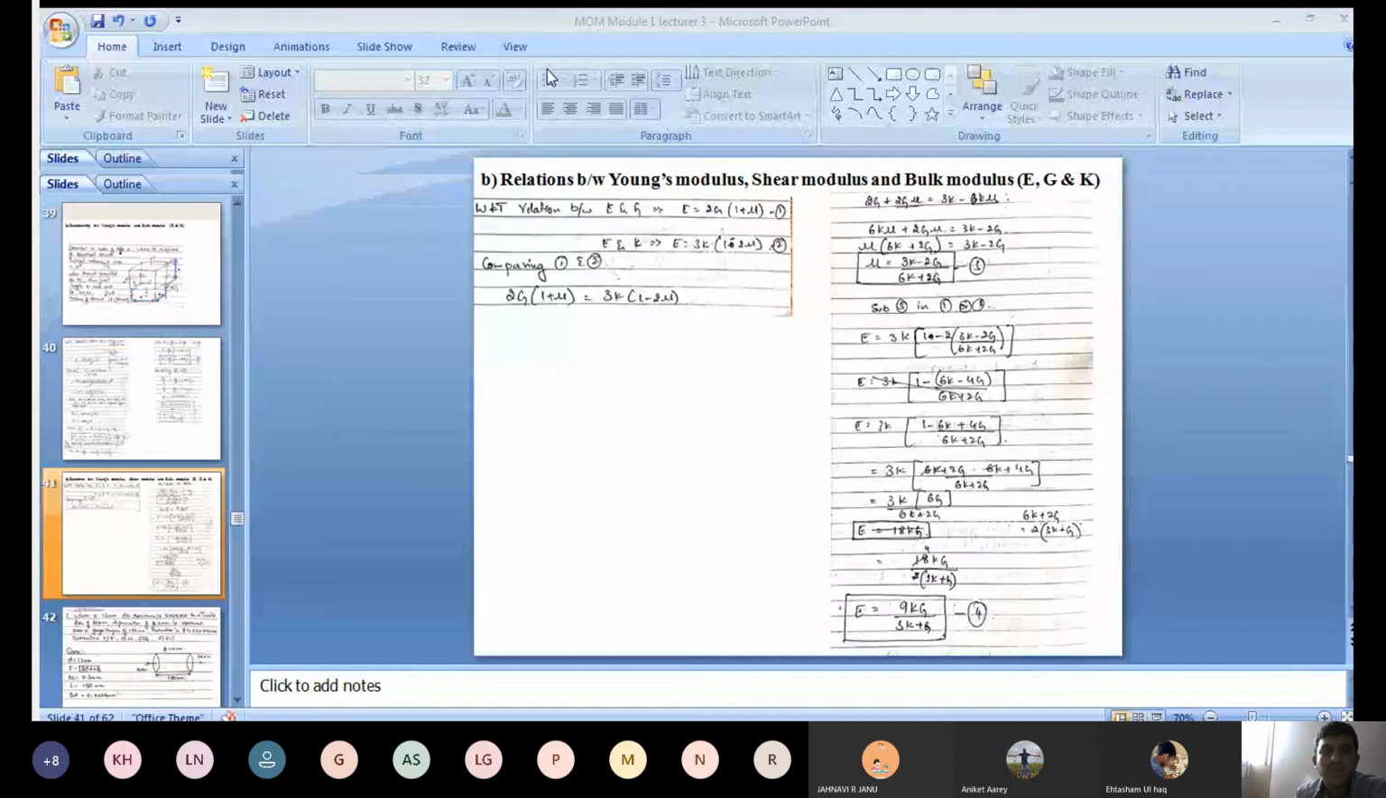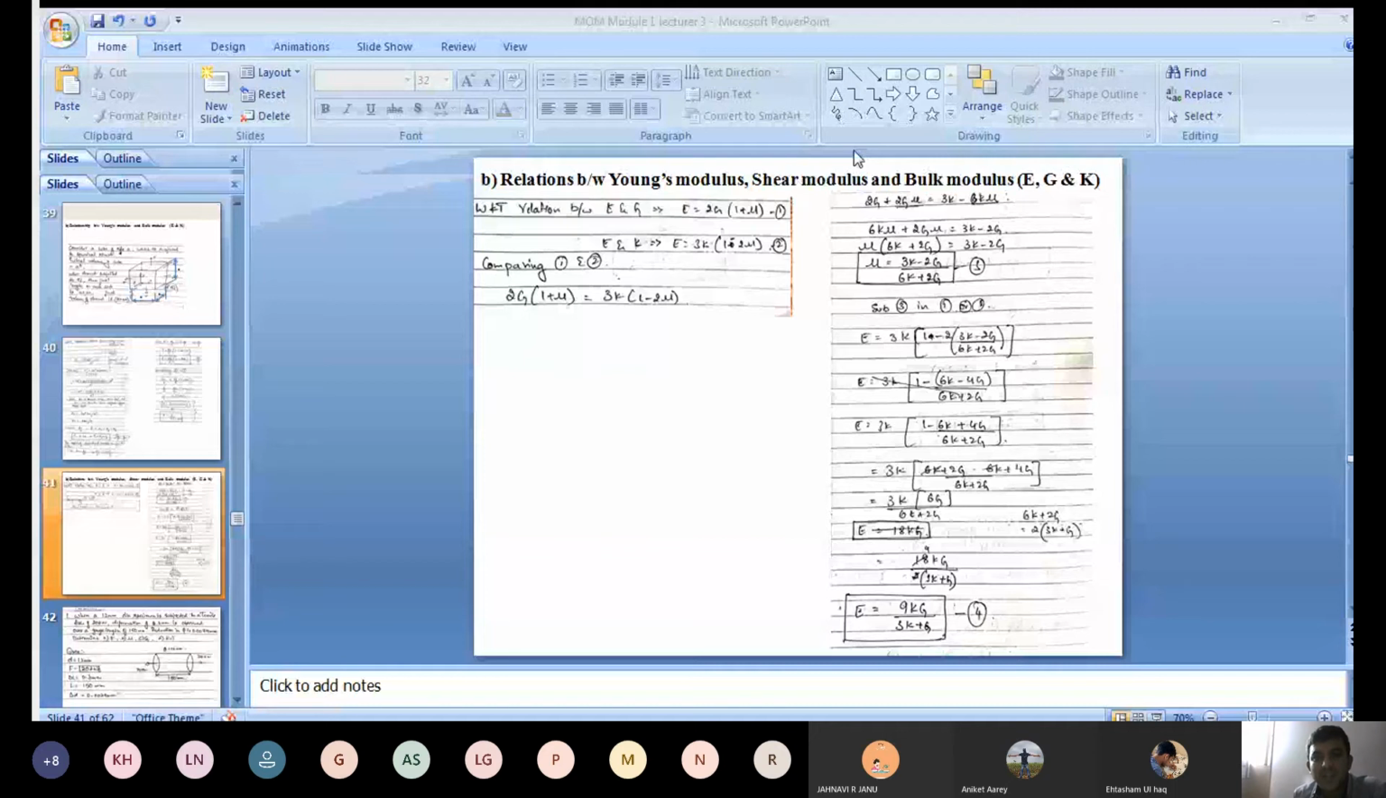The left hand side is Young's modulus only. Young's modulus term is there. Then you compare equation 1 and 2. When you compare equations 1 and 2, this is 2 times G into 1 plus mu is equal to 3 times K into 1 minus 2 times mu. Now expand this equation. Send 2G inside the bracket, send 3K inside the bracket, on the left hand side and right hand side. When you simplify it, rearrange the terms, take the constants outside. Finally you get mu is equal to 3 times K minus 2 times G whole divided by 6 times K plus 2G.